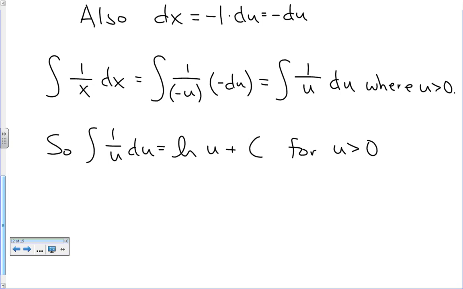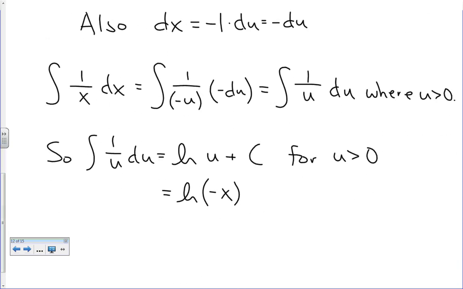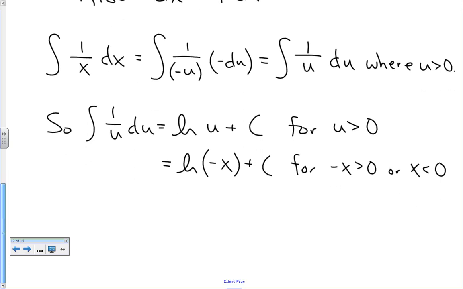And that's for u greater than 0. And now let's do a substitution here of our variables. I can replace the natural log of u with the natural log of the opposite of x. We actually said that x was equal to the opposite of u up above here, but of course solving that for u would give us u equals the opposite of x, plus c. And that would be for the opposite of x greater than 0, or that means that x is less than 0. So it turns out for x less than 0, our integral turns out to be the natural log of the opposite of x. So let's combine these two cases here.